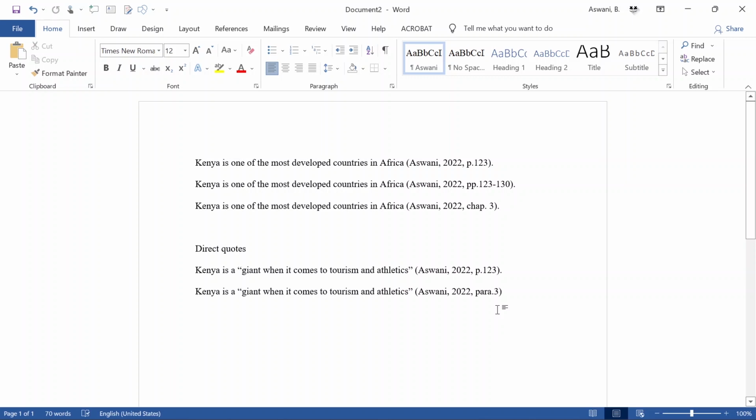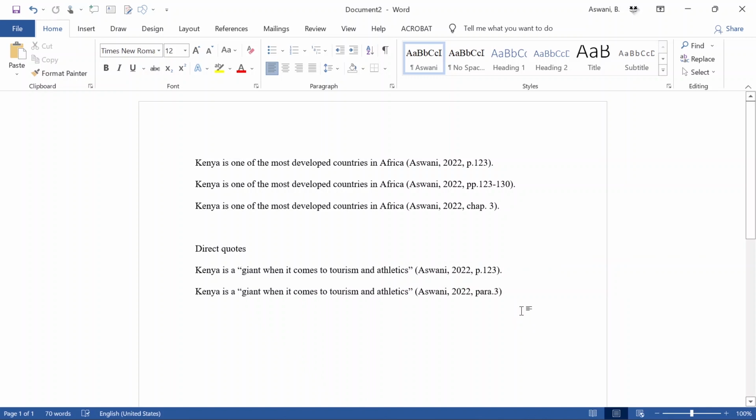But only use direct quotes when the question allows you to, because otherwise this will count as plagiarism. Don't use direct quotes unless the question strictly asks you to use direct quotes. Okay, if they are not there, if there's no guideline of whether you can use it or you cannot use, please avoid using direct quotes. So there are two types of direct quotes.